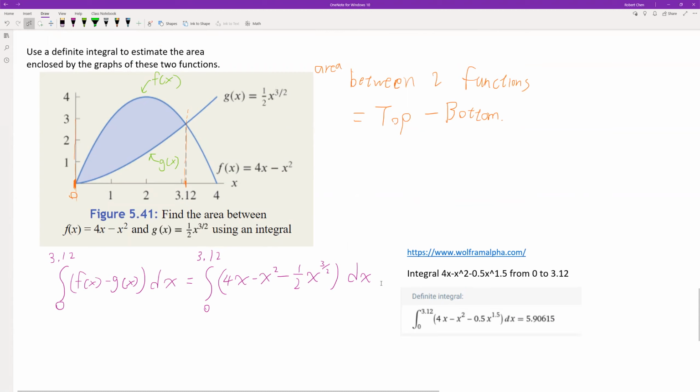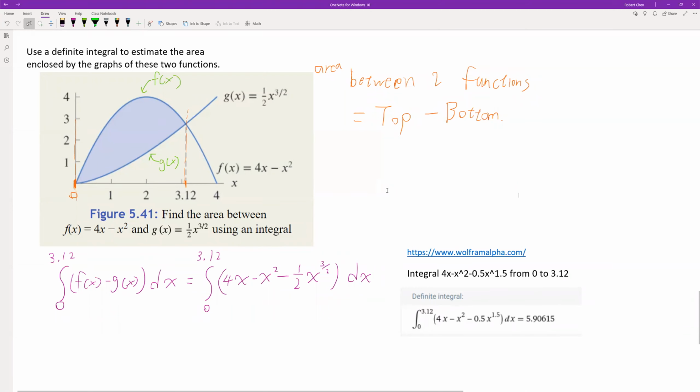Wolfram Alpha is a really nice website, one of the most powerful online calculators there is today. So feel free to play around with that. They work with integrals, they work with derivatives as well. All right, and that's it for 5.3.